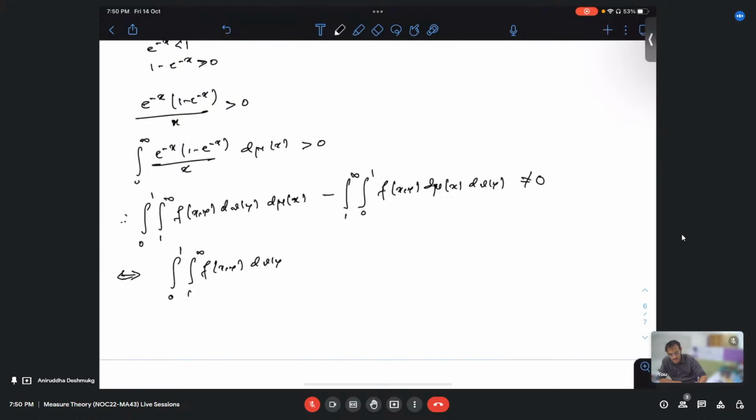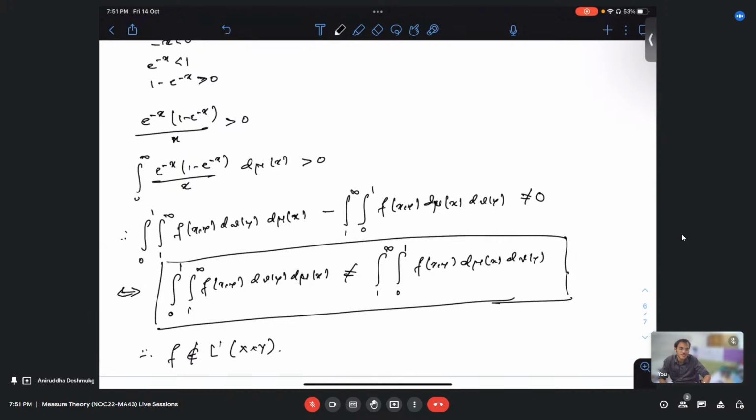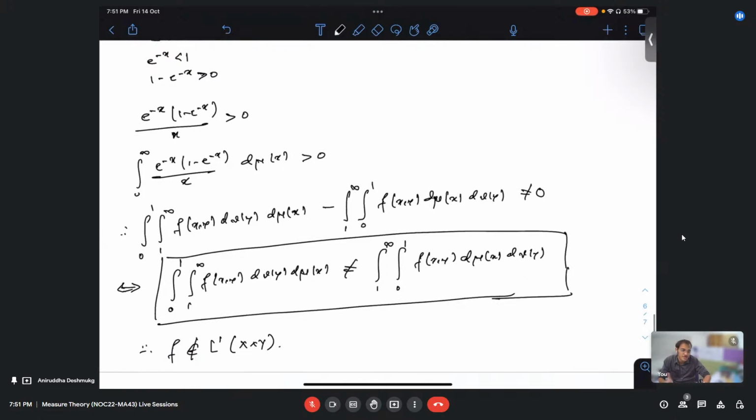The integral of f of xy d mu y d mu x is not equal to the integral from 1 to infinity, 0 to 1 of f of xy d mu x d mu y, and hence f is not an L1 function. Therefore, f is not in L1. Because if it was, by Fubini's theorem, these two have to be equal, and they have to be equal to the integral on the product space.